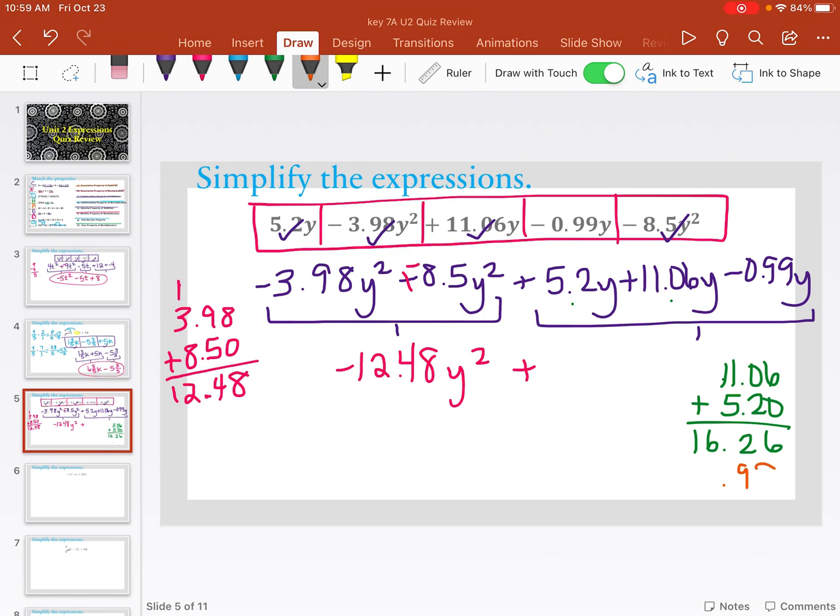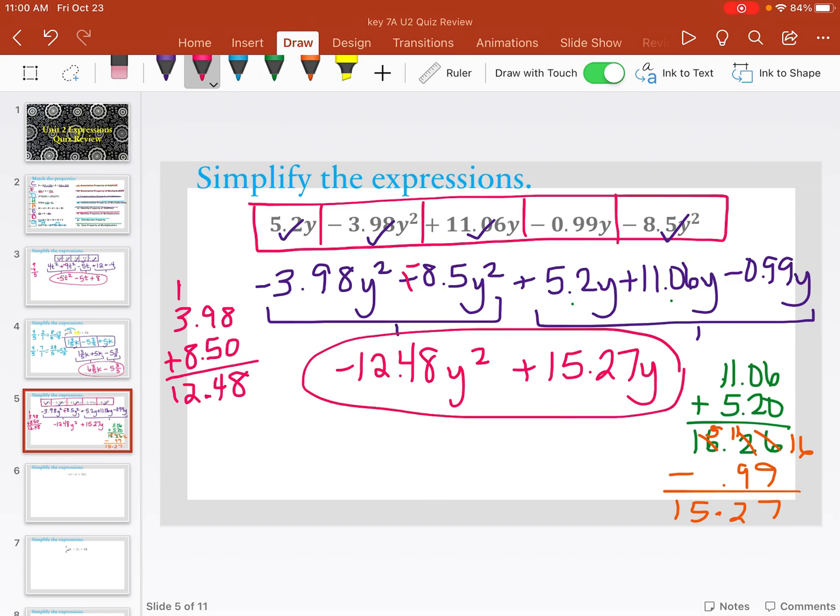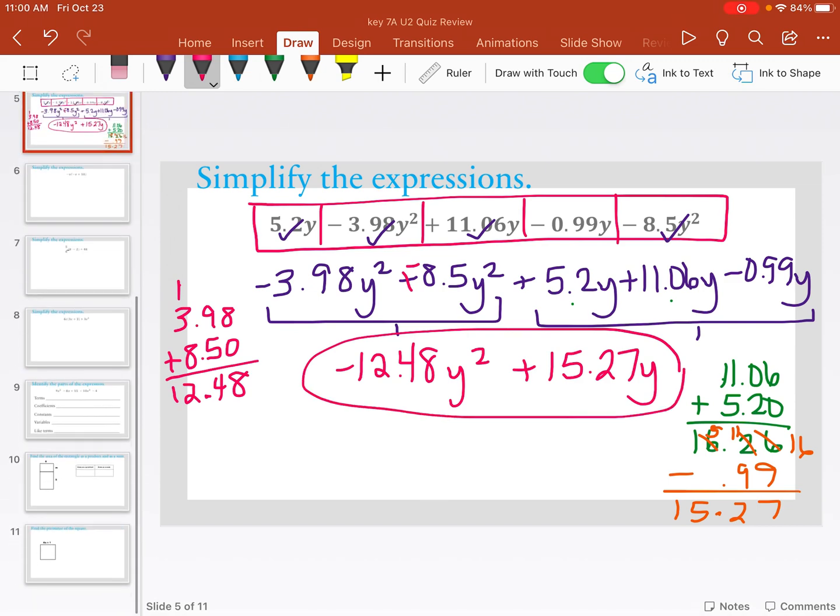So 0.99, I'm going to subtract. And I do have to borrow, let's see, 7, borrow again. That's a 5. To bring down my decimal, I have 15.27, positive 15.27, keep the last name y. And there is my answer for that one.